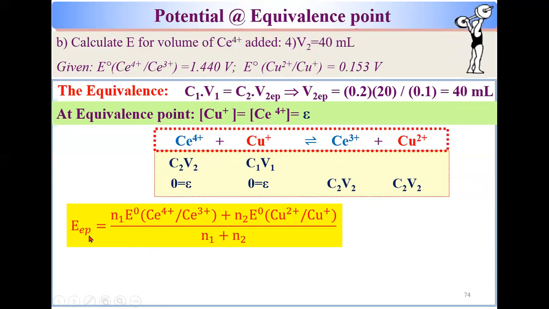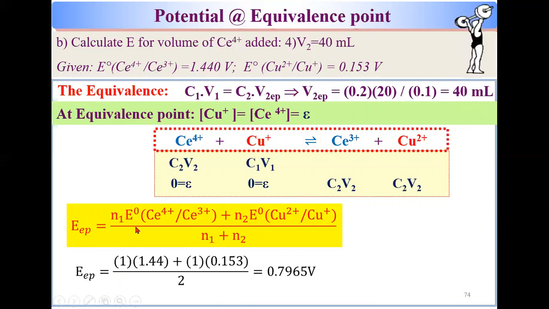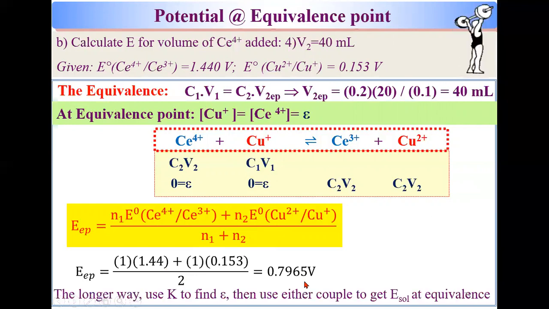And then you get that the E at the equivalence point is N1 E naught of the first couple plus N2, the number of electrons transferred in the second couple, E naught of the second couple, over N1 plus N2, where N is the number of electrons for each couple. And thus, we know it's a one-to-one and that they both have one electron transfer, so N1 is 1 and N2 is 1. You have the E naught of both couples, substitute in, and N1 plus N2 is simply equal to 2. Solve, and you get E at equivalence.